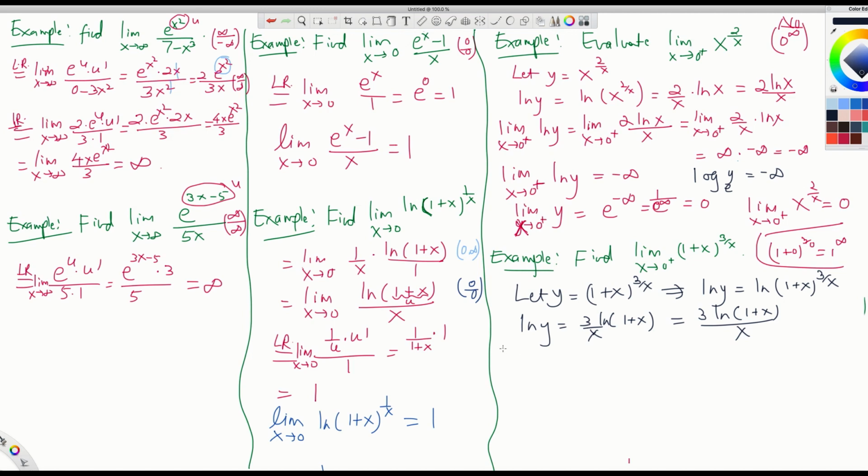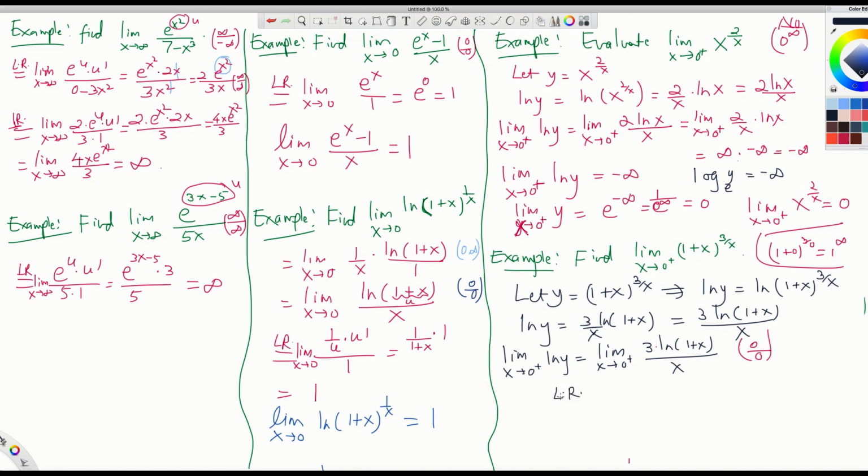Now take the limit. The limit as x tends to 0 plus of natural log of y equals the limit as x tends to 0 plus of 3 natural log of 1 plus x over x. If you plug in the limit, what do you get? You get 3 times natural log of 1 plus 0, which is natural log of 1, which is 0, times 3 is 0. So it looks like 0 over 0. That's what you get if you plug in the limit. Okay, so now you can use L'Hopital's rule.